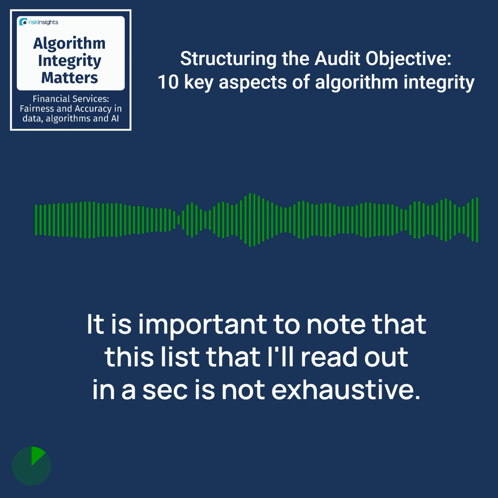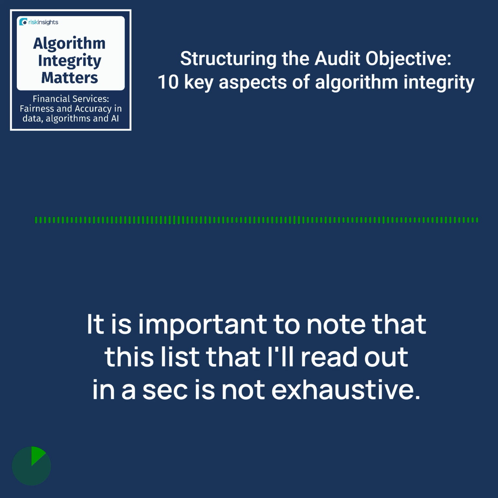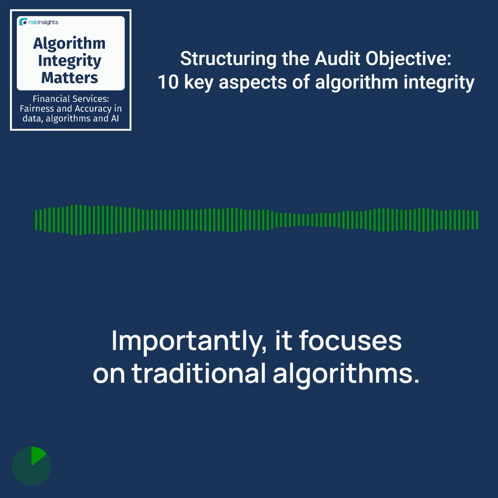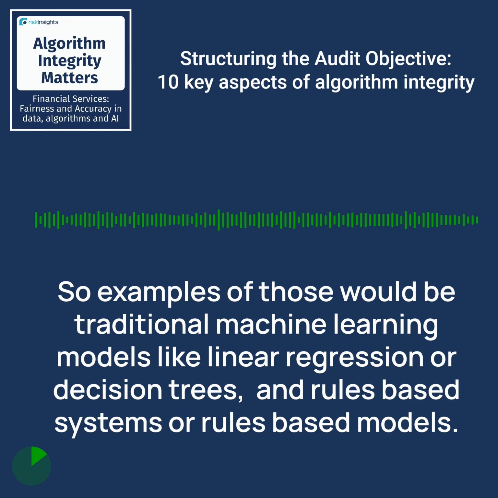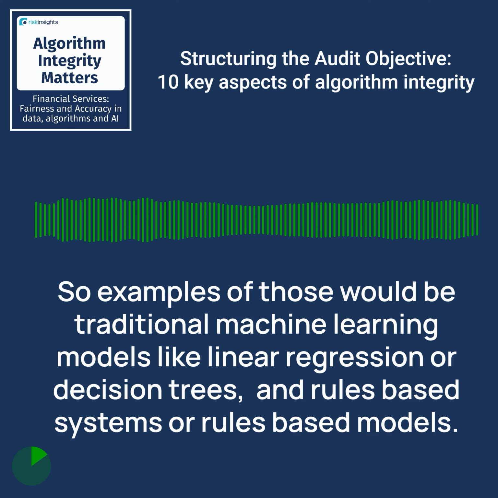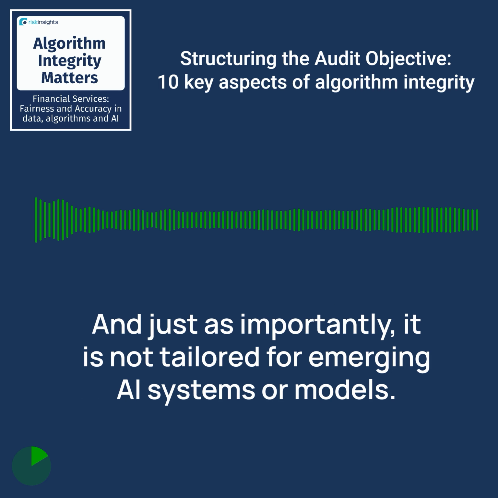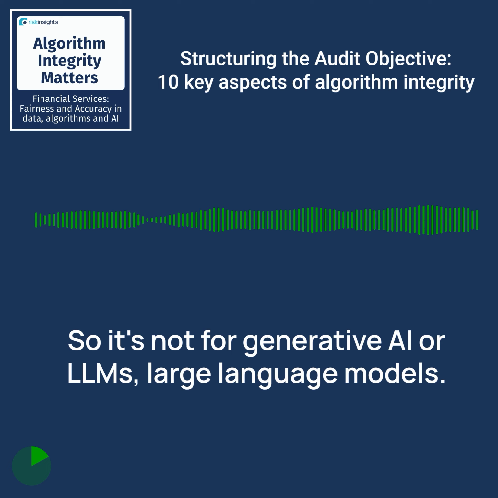It is important to note that this list that I'll read out in a sec is not exhaustive. It was designed with banking and insurance algorithms in mind. Importantly, it focuses on traditional algorithms. So examples of those would be traditional machine learning models like linear regression or decision trees, and rules-based systems or rules-based models. And just as importantly, it is not tailored for emerging AI systems or models. So it's not for generative AI or LLMs, large language models.